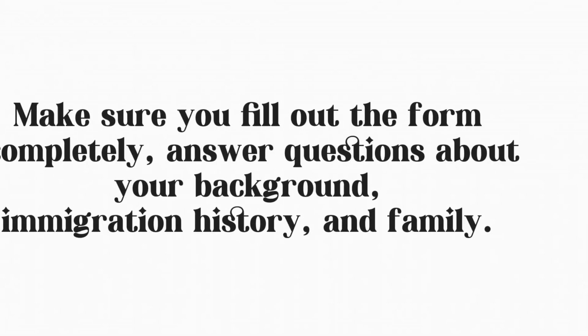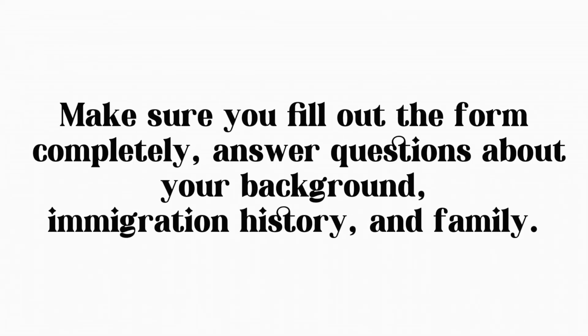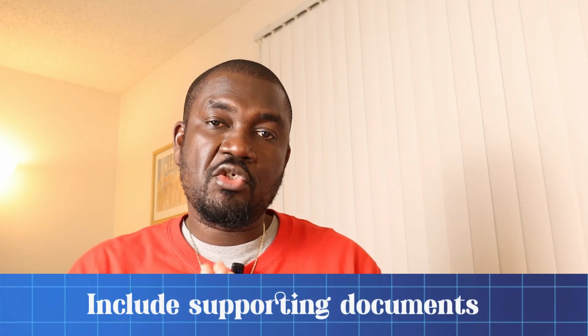Here is what you need to do. The first thing is to complete the form carefully. Make sure you fill out the form completely and answer questions about your background, your immigration history, and your family. The second thing is to pay the fee. The I-485 fees are different depending on your age, so make sure you check the USCIS website to see exactly how much you will pay based on your age. Some applicants will pay a biometric fee as well as the I-485 fee. If you cannot afford the fees, you might qualify for a fee waiver. The third thing is to include supporting documents.